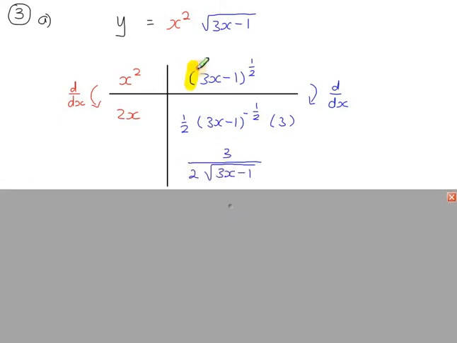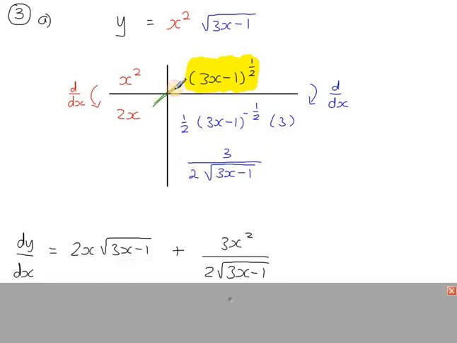And just in case you didn't pick up on this, when you differentiate 3x minus 1 to the power of a half, we're using the chain rule formula, where you've got a function raised to a power, so the power comes to the front there. You've got the 3x minus 1 in brackets, the function inside. You take away 1 from the power, and then you differentiate what you see inside the brackets. So if you differentiate 3x minus 1, you get 3, you multiply by that. And then back in fraction form it looks like this.